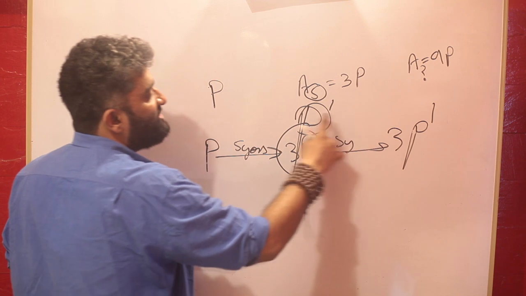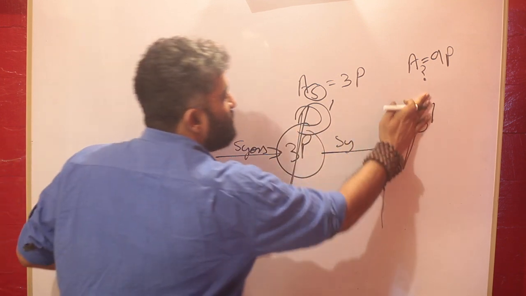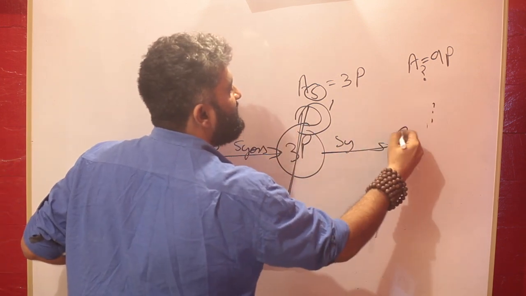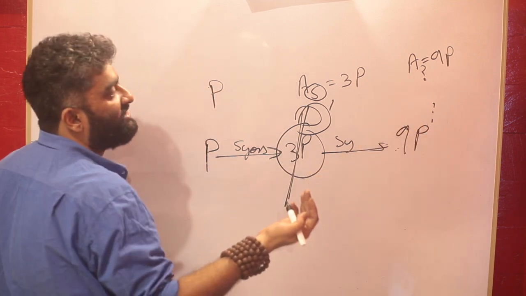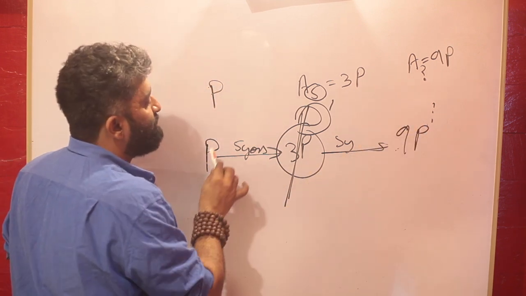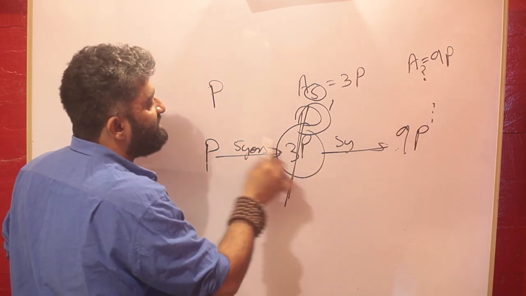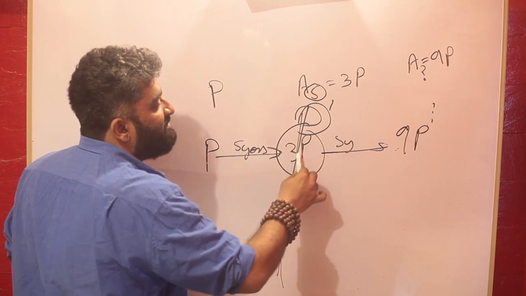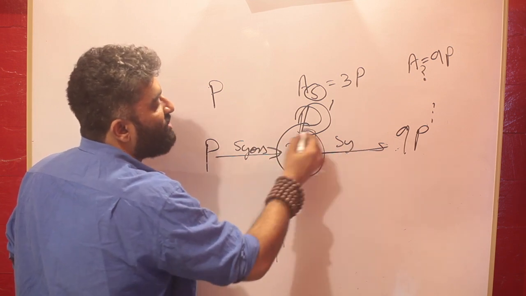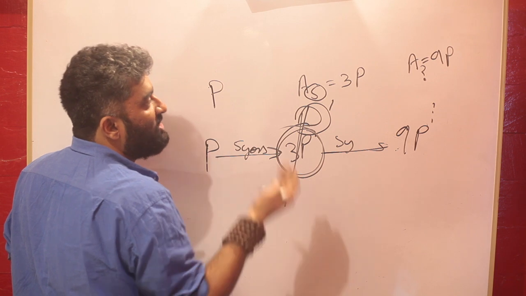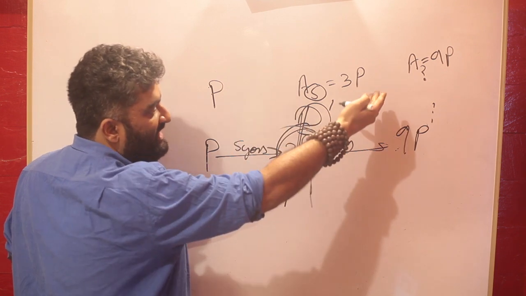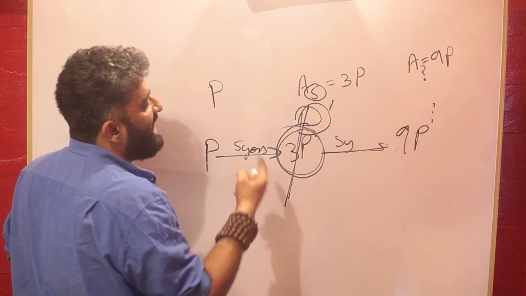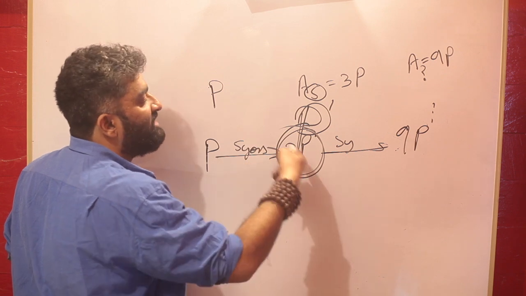And what is P dash? P dash I know is 3P. So if I put 3P here, I get 9P. That's what I wanted, right? So P went from P to 3P in 5 years and from 3P to 9P in the next 5 years because this became the principal, right? So this particular question with this setup was very, very easy. And this is a case of geometric progression, right?